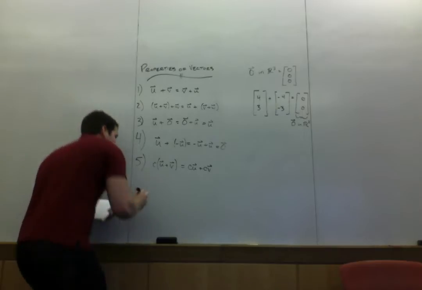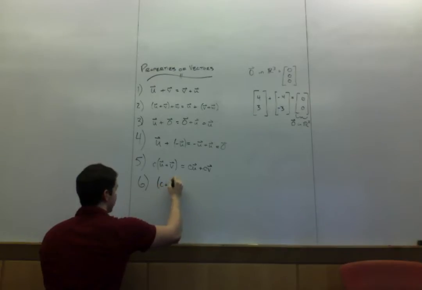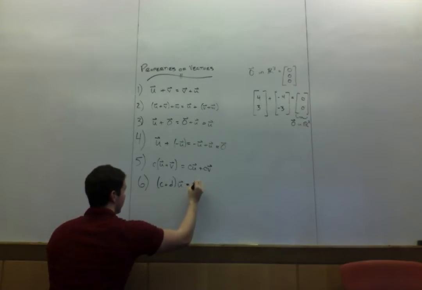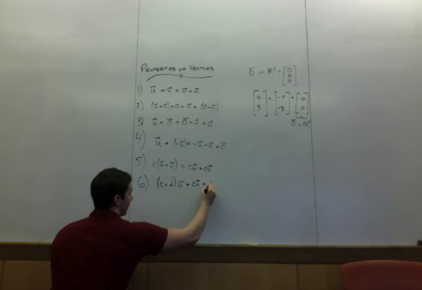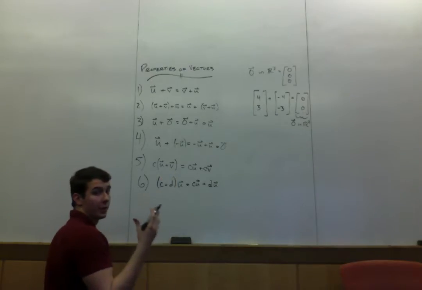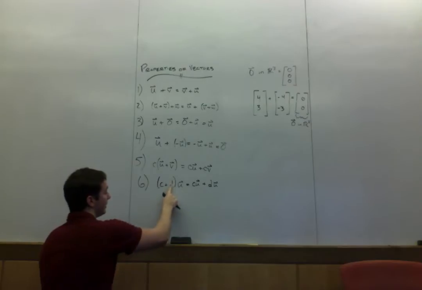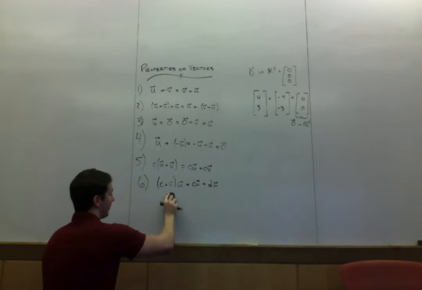And a natural extension of that is property 6, which is c plus d, both numbers, times the vector u, equals cu plus du. So this is just showing that you can distribute the vector across the parentheses when you're dealing with numbers inside parentheses. Again, if we had some vector v in here, we couldn't multiply u times v in the traditional sense. But with numbers, it's fine.